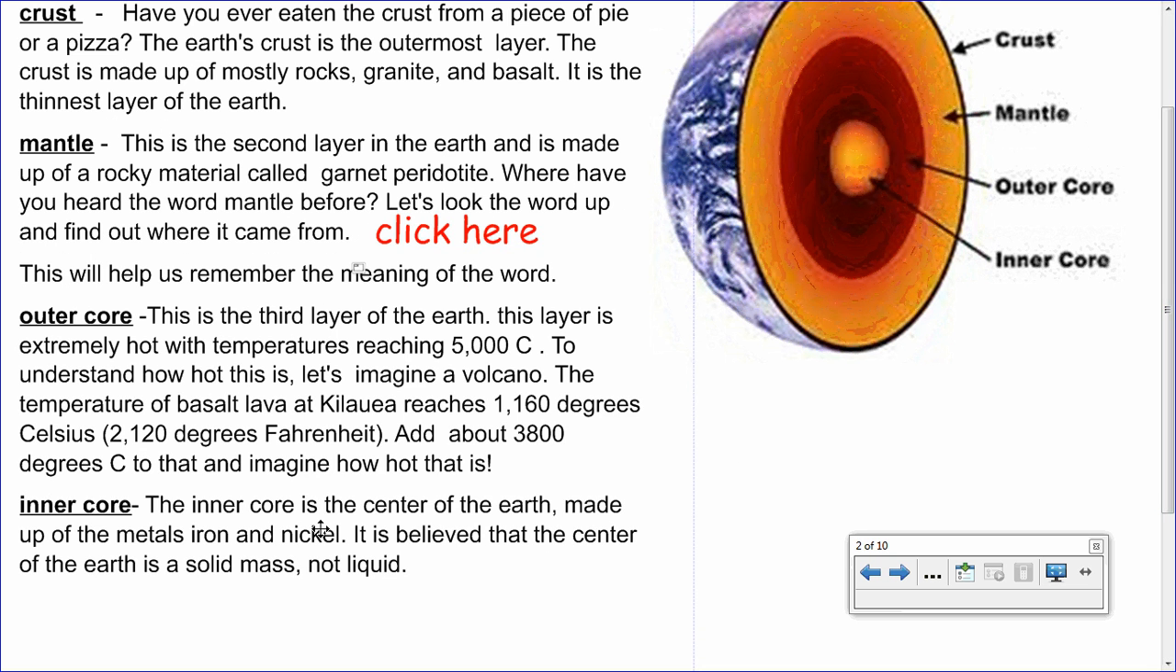Inner core. The inner core is the center of the Earth made up of the metals iron and nickel. It is believed that the center of the Earth is a solid mass, not a liquid. And here we have our little diagram here. In your notes section, you do have an area to draw pictures. So if you want to pause the movie and draw a picture that's similar to this, go right ahead and do that. It's good to take really detailed notes so that you can go back and review those later before you take a test or a quiz. Okay?